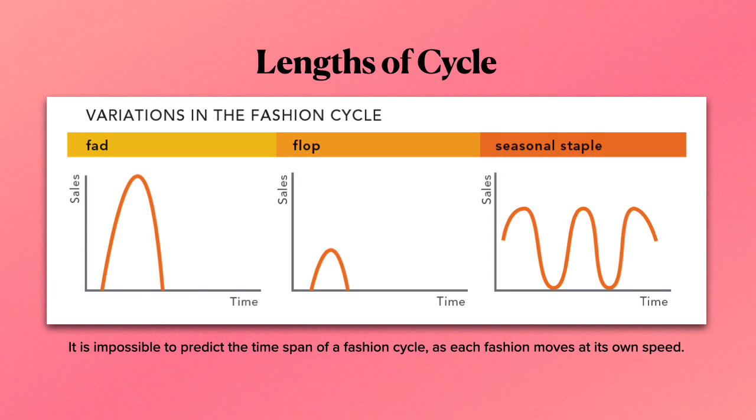Generally, predicting the time span of a fashion cycle or its phase is an impossible task. Each fashion moves at its own speed, although the durability of an item can provide some indication as to the length of a fashion cycle. Fashions can be considered fashionable for a few months or a few years.